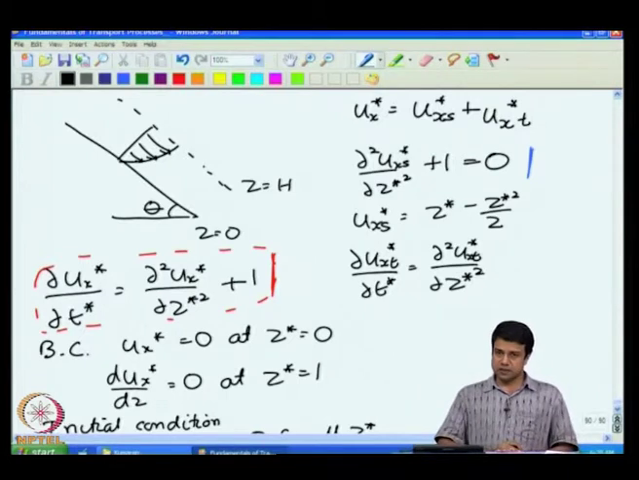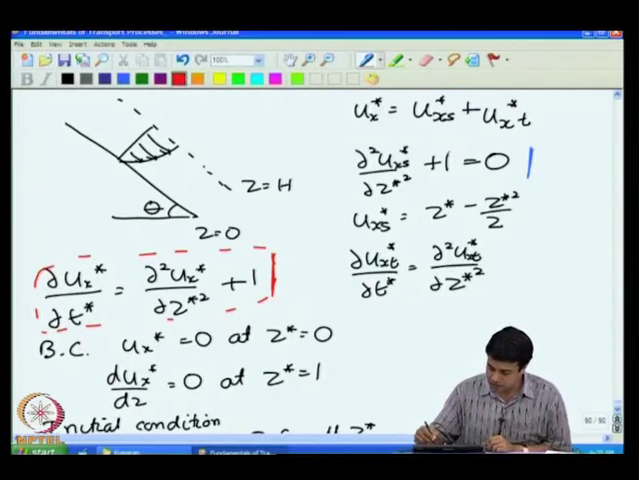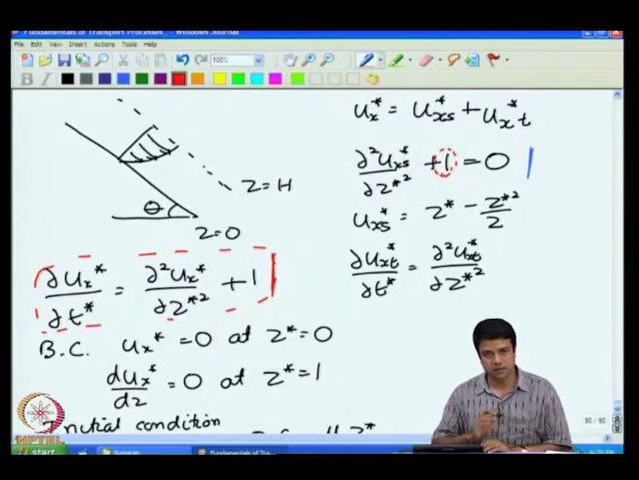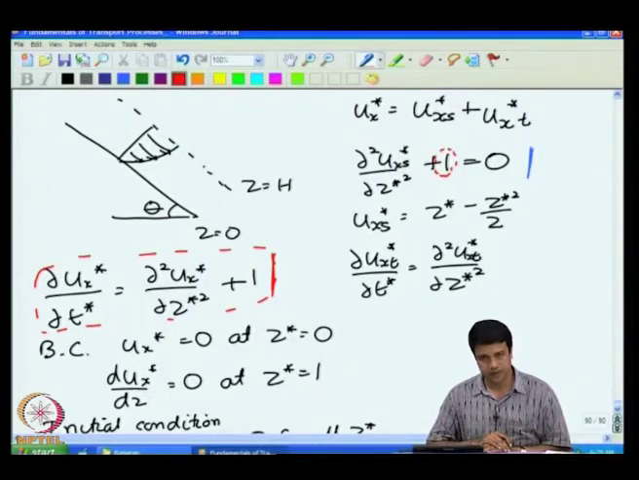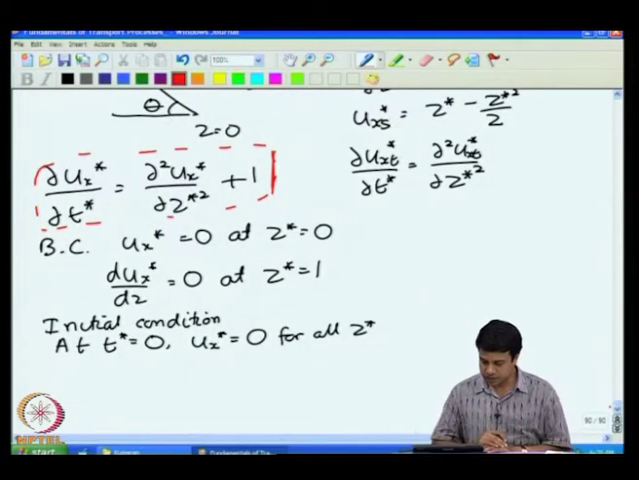So, that is the equation for the transient part alone. Note that the equation for the transient part does not contain an inhomogeneous term similar to this one. Okay. The equation of the transient part does not contain this inhomogeneous term. Once I have the equation, I also should impose the boundary conditions.